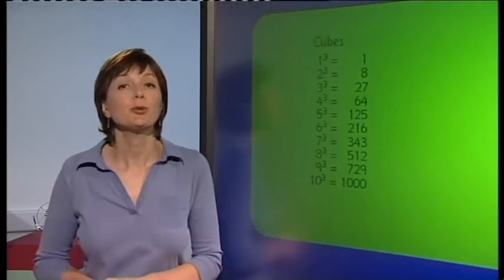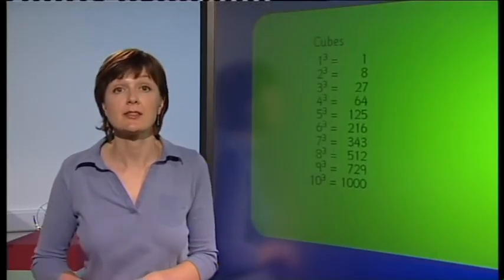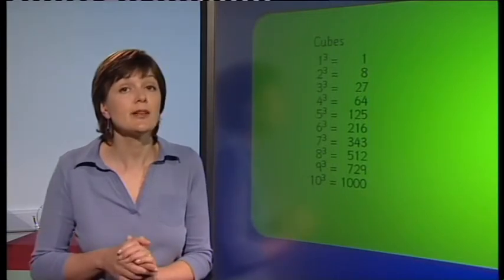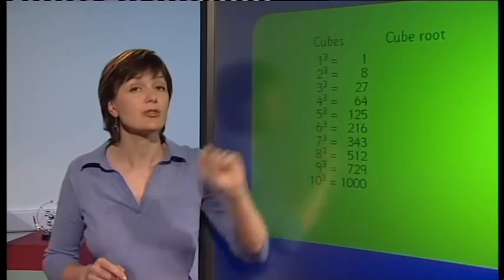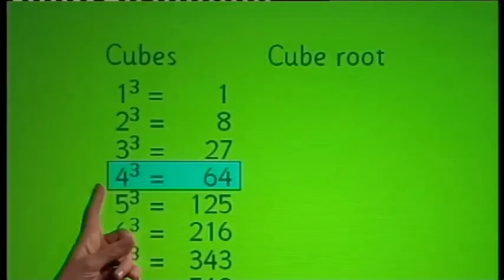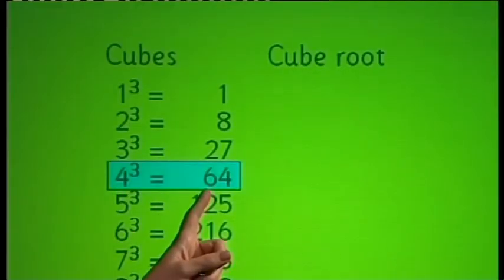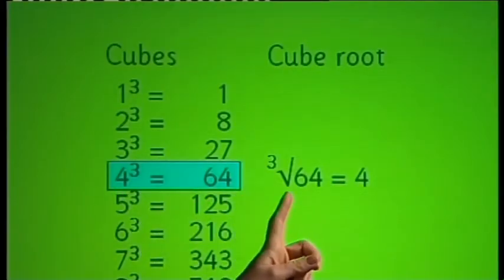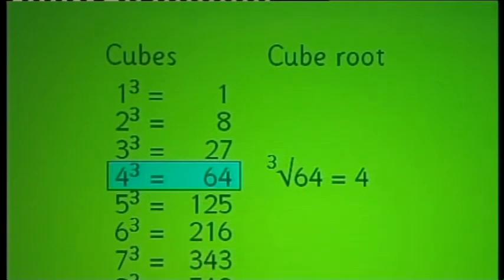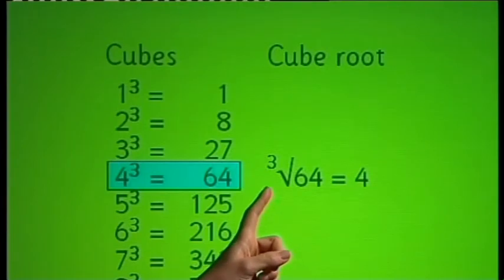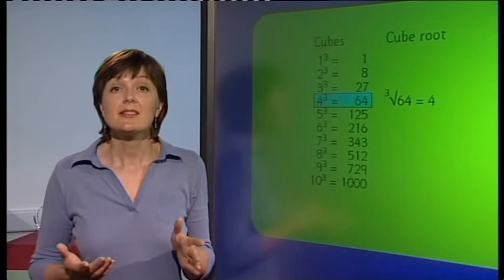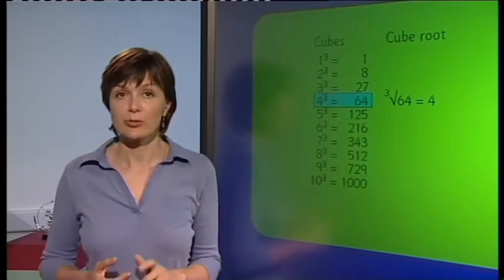Everything works for cubes pretty much the same as it did for squares. The inverse of cubing a number is called taking the cube root. Because 4 cubed is 64, the cube root of 64 is 4, and we write that using a symbol that's very similar to the one for square root, but has this little 3 up here to show that although we are taking roots, this time it's the cube root we're interested in.